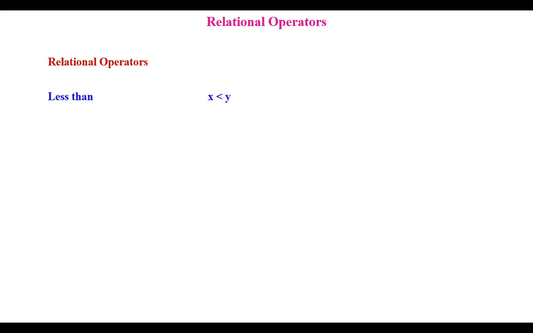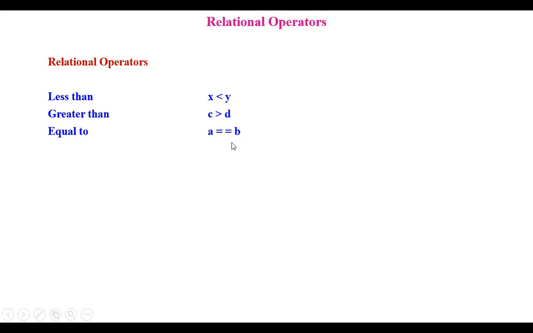So the operators are, we all know this, right? Less than, x less than y, right? Or greater than, c is greater than d, like this. Equal to. Earlier, we have seen one equal to sign. Now you are using two equal to signs.